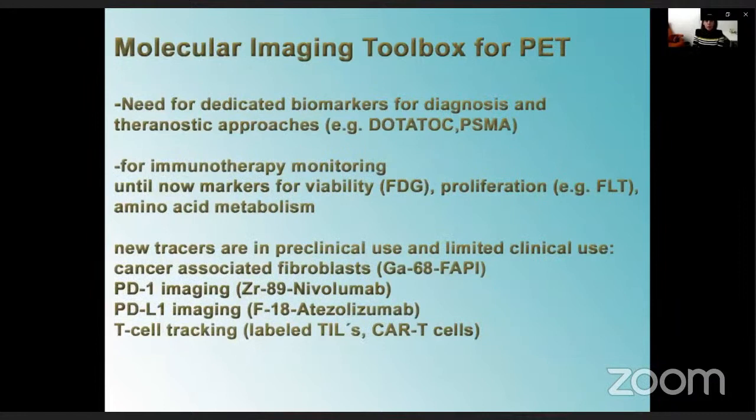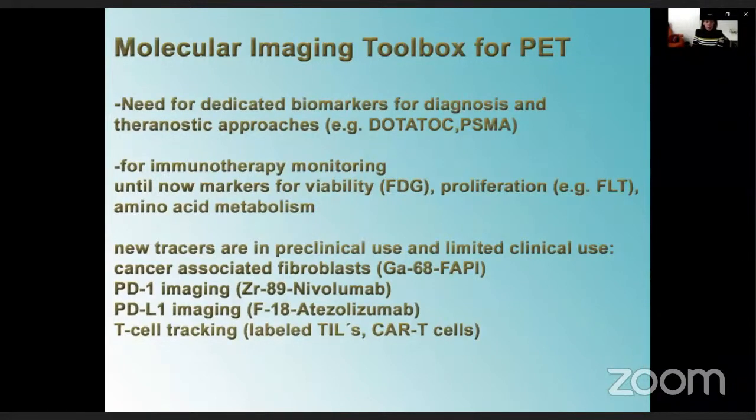Now, let's come to the molecular imaging tumor box for PET. You can imagine you need dedicated tracers in order to do a good diagnostic and also for theranostic approaches. We have two very good examples for that purpose. This is DOTATATE and PSMA, which can be used for both diagnosis and treatment.